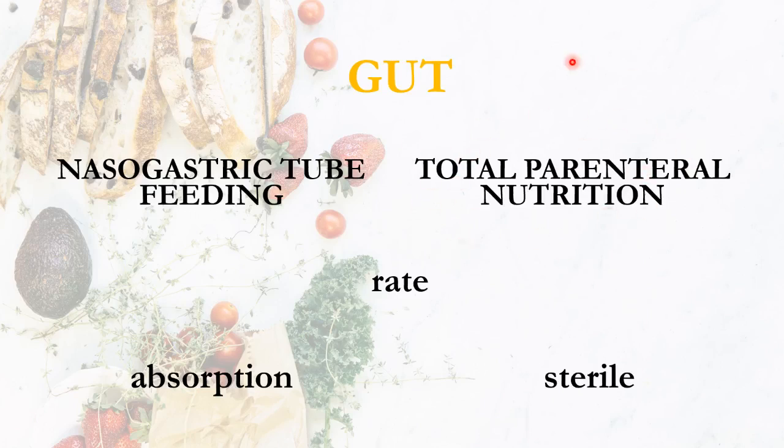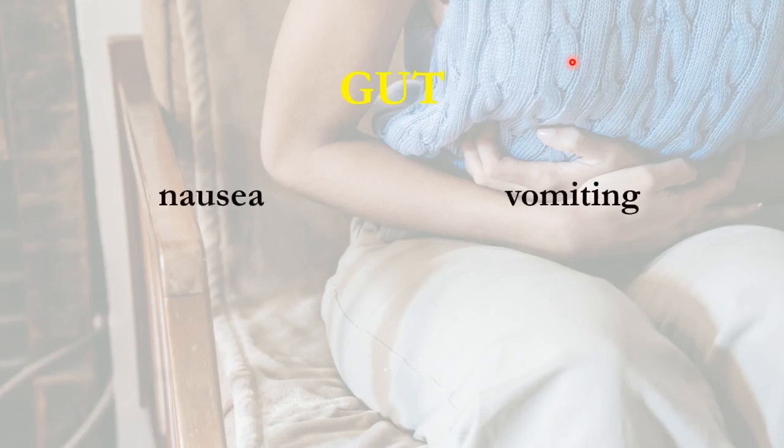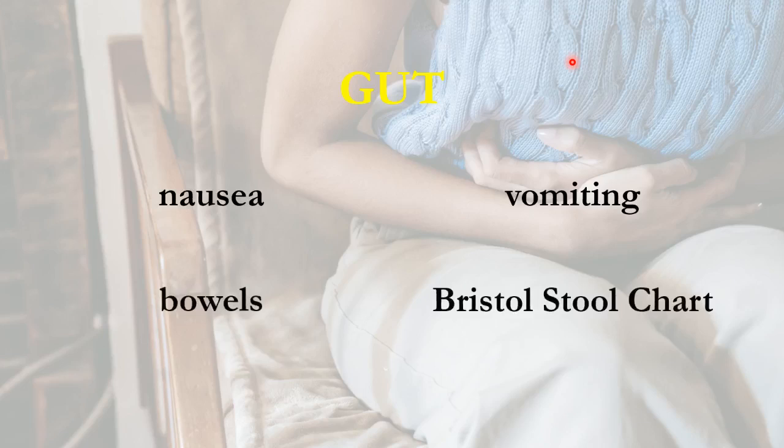And we've mentioned sterility in terms of giving your TPN and inserting the PICC line. Next, under gut, you take note: has the patient got nausea? What's nausea? It's a feeling of sickness, a feeling of wanting to vomit. Or has the patient vomited already? Yes or no? If yes, take note of roughly how much vomit and the color of the vomit, so you can record it on your fluid monitoring chart.